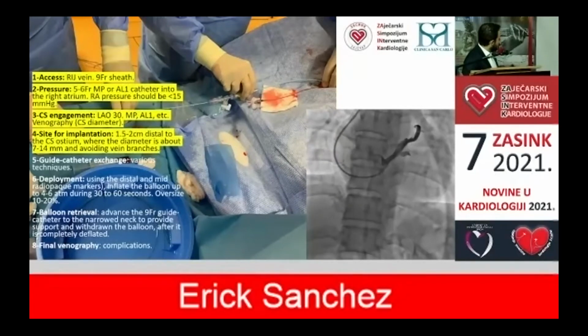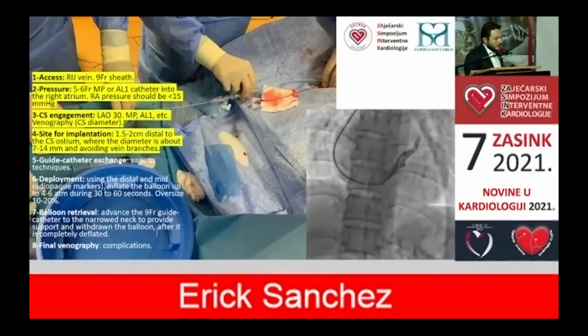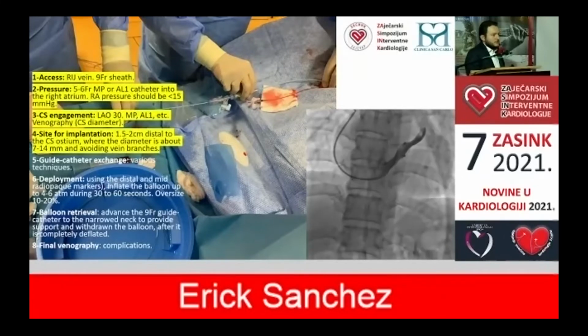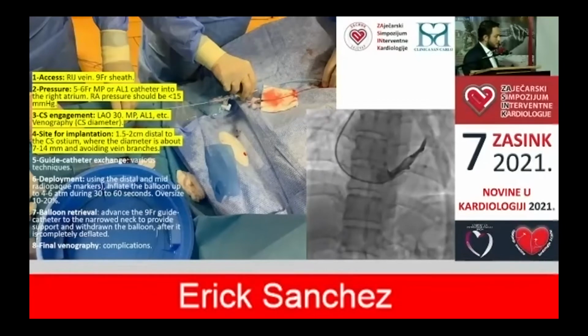Then you can put the multipurpose or AL1 catheter, or any catheter you want, to measure the pressure first, because if the pressure in the right atrium is high, it makes no sense to put the reducer. But if the pressure is under 50 millimeters of mercury, you can place the reducer. And then the coronary engagement, which if you're interventional, you can do whatever you want. We usually use AL1 or multipurpose.